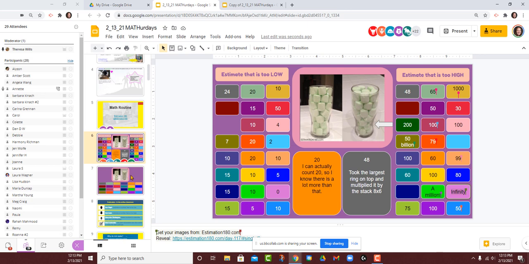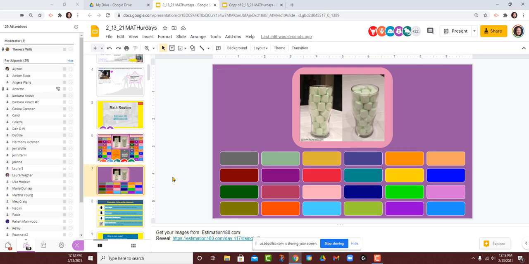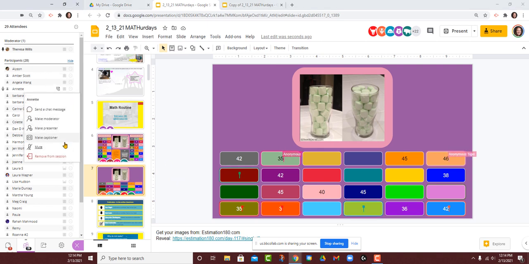Cool strategy. All right, now that you've heard a couple strategies, come on down to slide 7. This is where you're going to put like your real guess. So if you were going to guess how many marshmallows were here in all, what answer would you put in? Wow, these guesses really make me wish that I was in the middle of a mean, median, mode, and range unit.